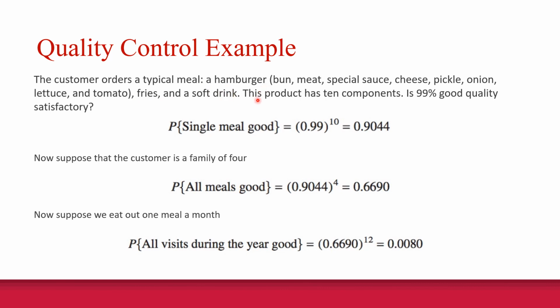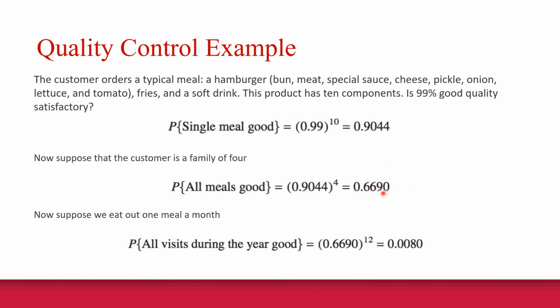So let's say this product is 99% good quality, satisfactory. Well, if you just ordered one meal, it's not bad, right? You get 0.99 raised to the 10th power, which comes out to be 0.9044. So the probability that a single meal is good is about 90%. Well, suppose you take your family of 4 out. You take this probability and raise it to the 4th power. This is the probability that all the meals are good for each family member. Well, that's about 67%. That's not too good now. Now you're getting down there where somebody's going to get a bad meal every now and then, right?